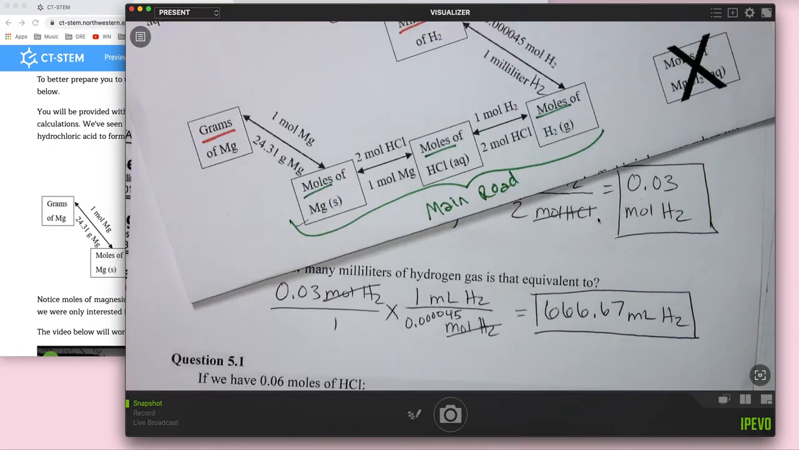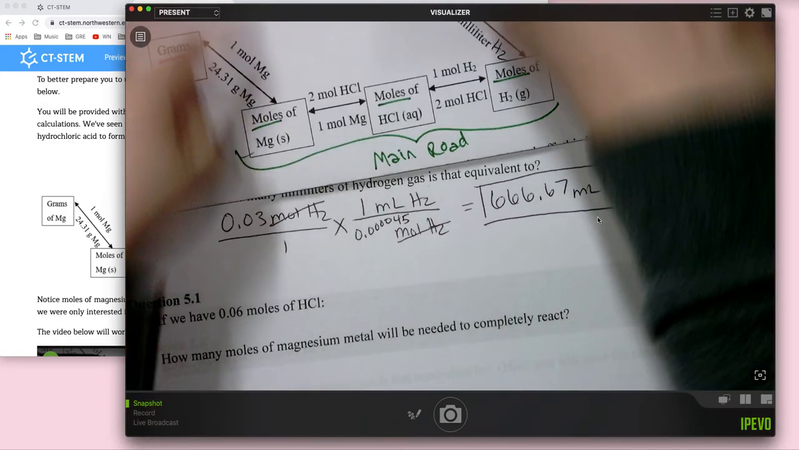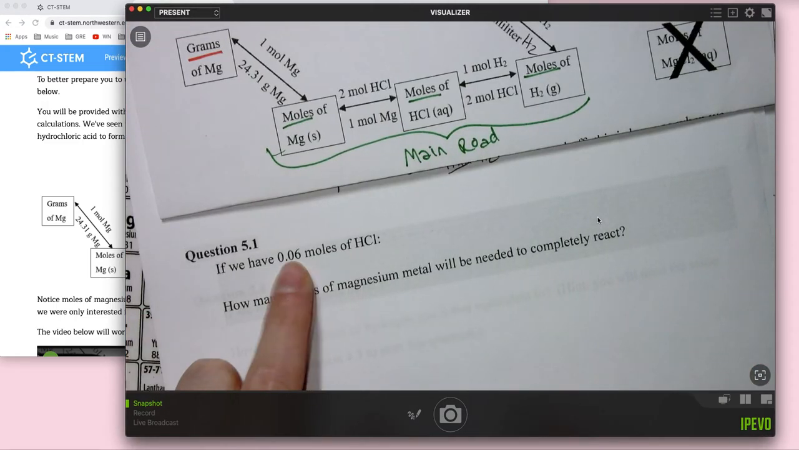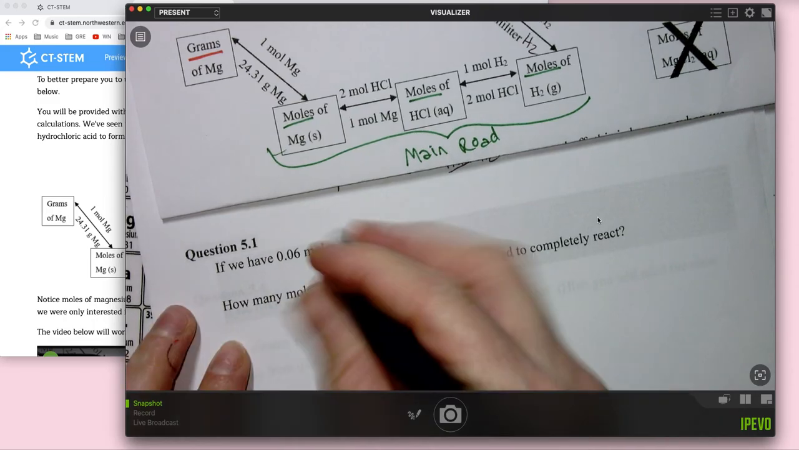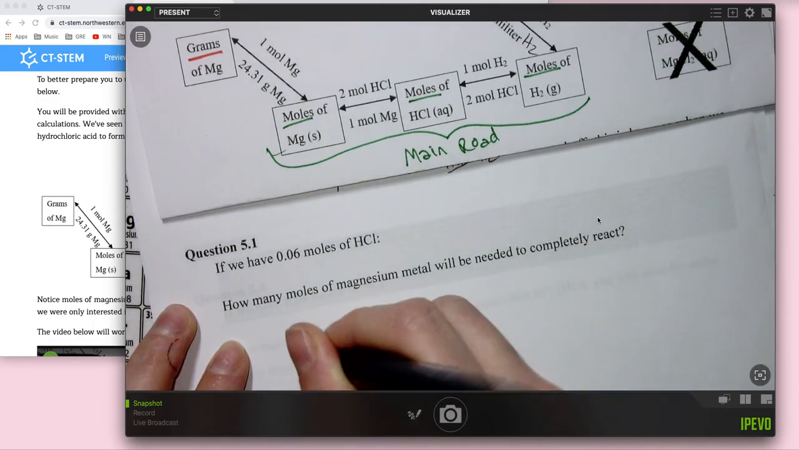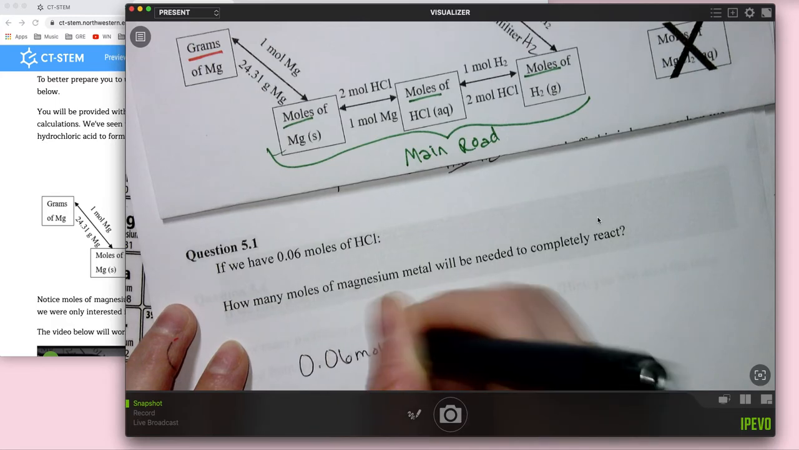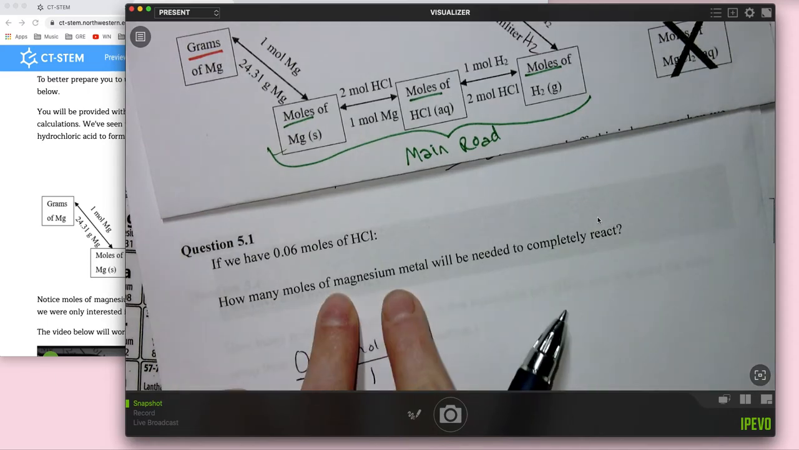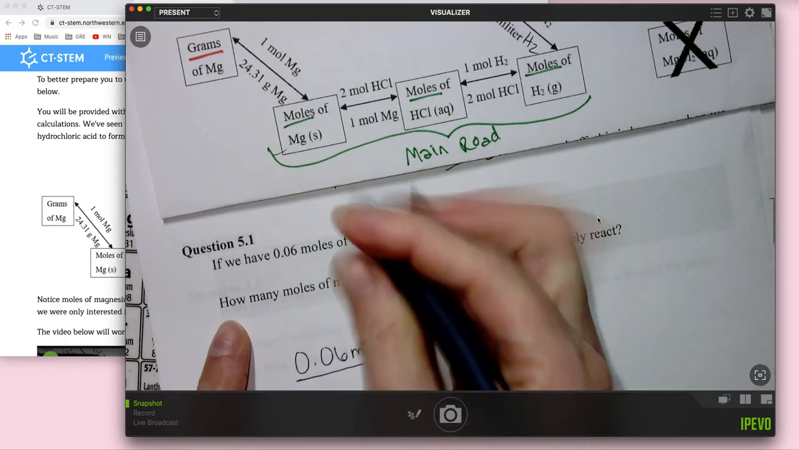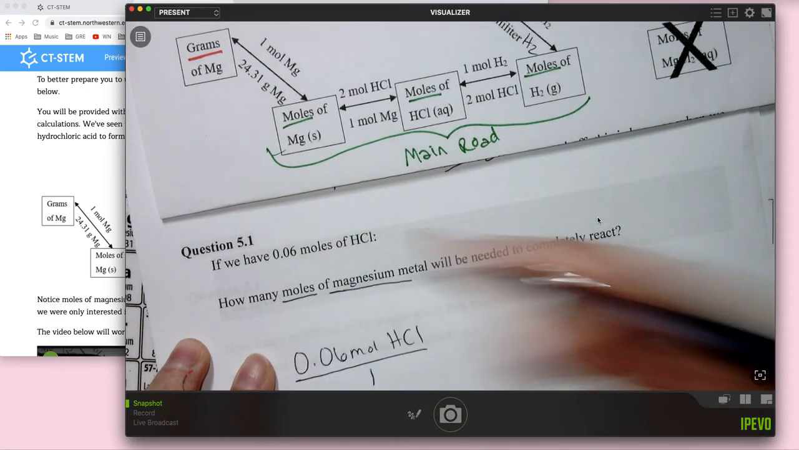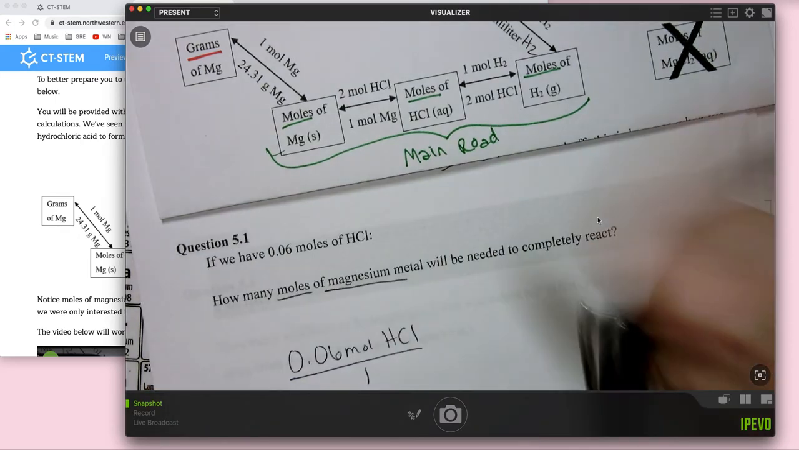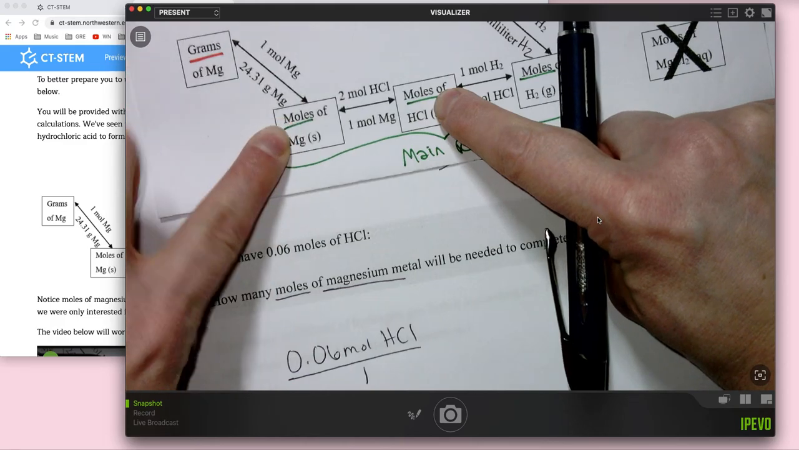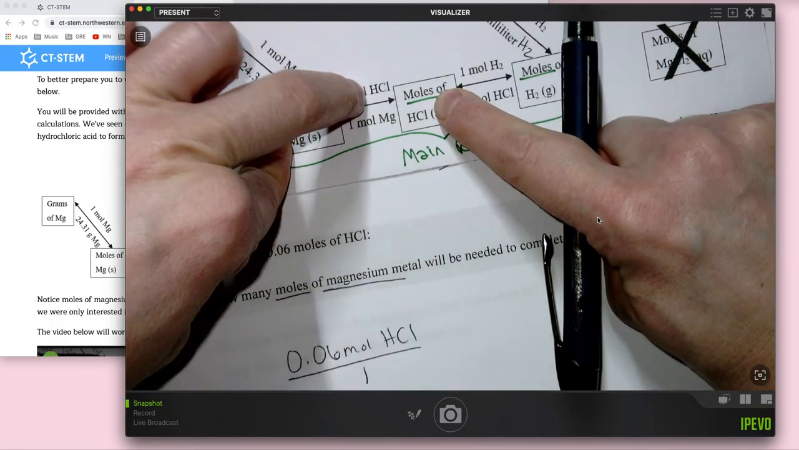Okay, so here are some more, and here are just the problems at the bottom. So we have 0.06 moles of hydrochloric acid, so I always start by writing down what I'm given, putting it over 1. It's asking how many moles of magnesium metal would be needed to completely react. So moles of magnesium is what I'm looking for. Moles of hydrochloric acid is here. I'm trying to get to moles of magnesium here, so I only need this 1 conversion factor in between.